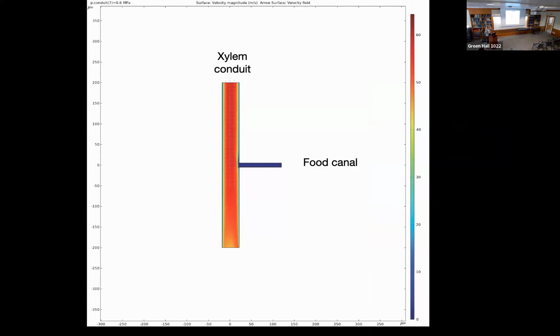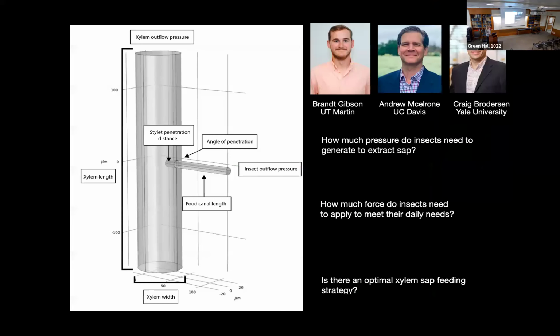just to get down to the very basics of how the system works, and also to play around with some parameters like the width of the xylem, right? Because a lot of plants have different xylem widths. So how does that influence how the insects have to approach feeding? And we worked with Brent Gibson at UT Martin, a faculty member who we worked on the fluid modeling together.